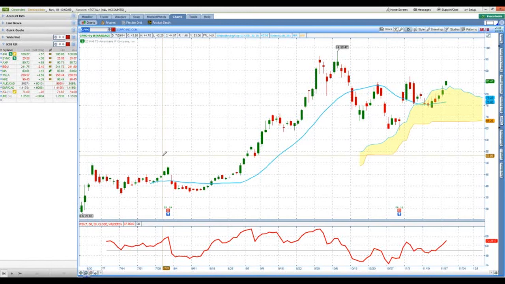Are you able to do a couple more stock symbols? Sure, I can. Can we do REGN?